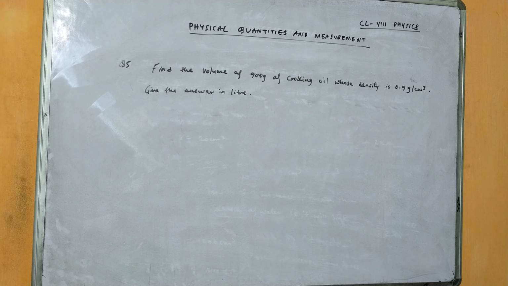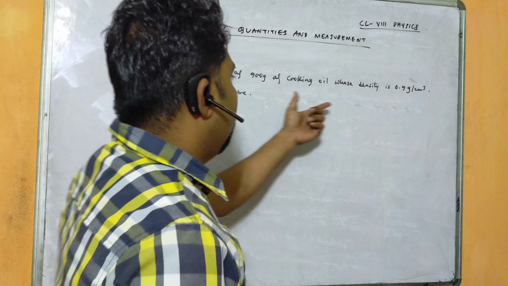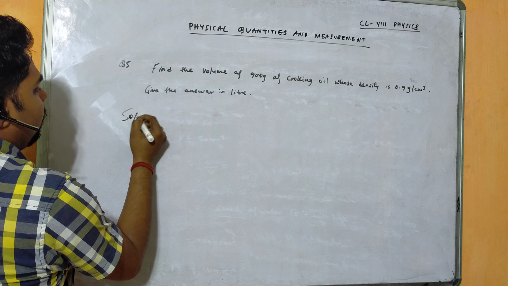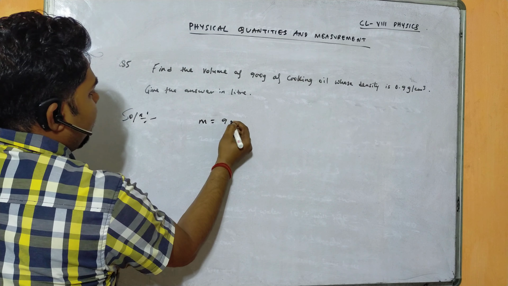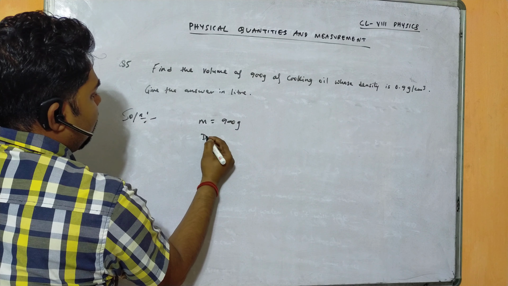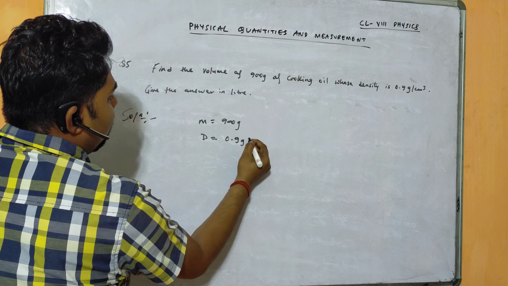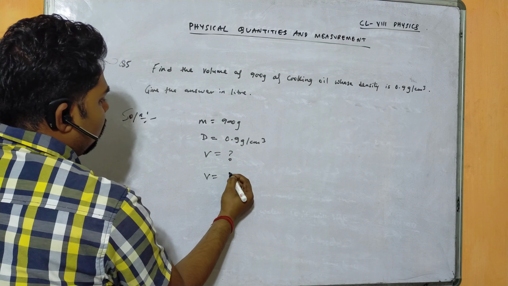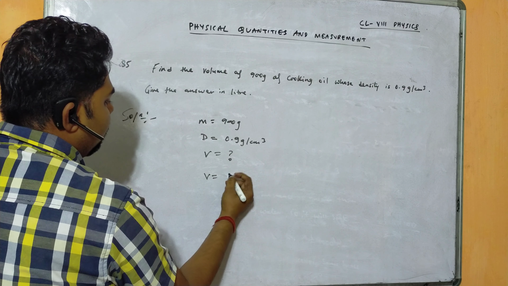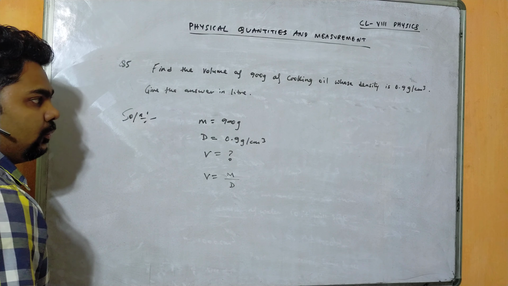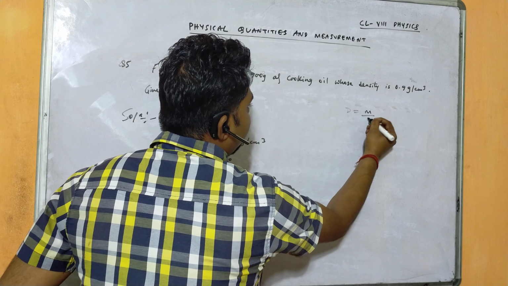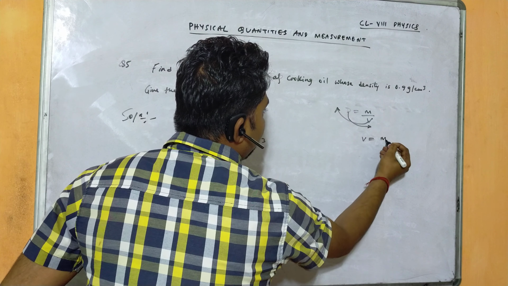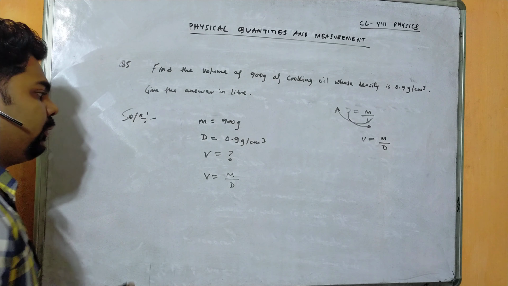Next question we have, find the volume of 900 gram of cooking oil whose density is 0.9 gram per centimeter cube. So first we will note down here, mass is given 900 gram, density is given 0.9 gram per centimeter cube. So first we will calculate volume. Okay, so volume equals mass by density. This is the formula. We know density equals mass by volume, but when we calculate volume, volume will go here, density will come here. So volume will be mass by density, right? So that formula we are using here.